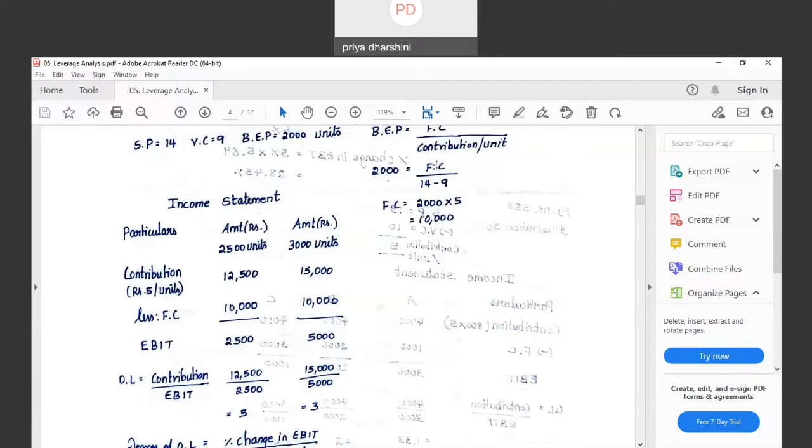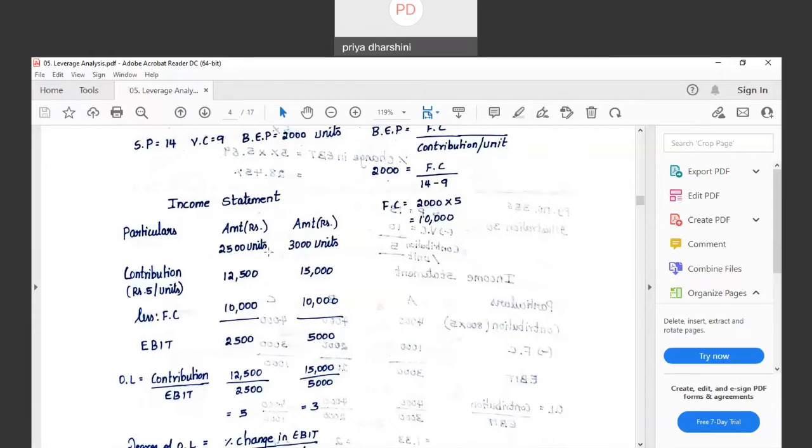How much is fixed cost? I do not know. What is BEP? 2,000 units. How much is contribution per unit? It is 14 minus 9, which is 5 rupees. So how do you arrive at fixed cost? It will be 2,000 into 5. Fixed cost is arrived at as 10,000 rupees. Leverage is dependent on fixed cost only. Impact of fixed cost only we are finding in leverage. So you cannot proceed further without finding fixed cost. So first find the fixed cost based on BEP information. We have arrived at 10,000. How do you prepare an income statement now? For 2,500 units and for 3,000 units, find the contribution per unit minus fixed cost.